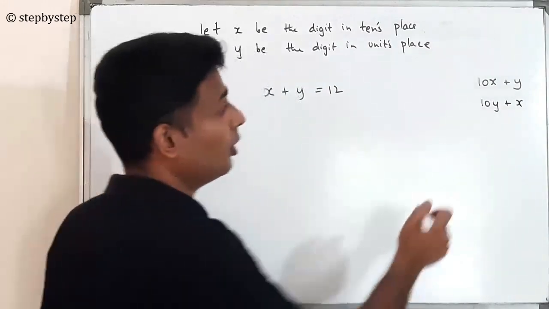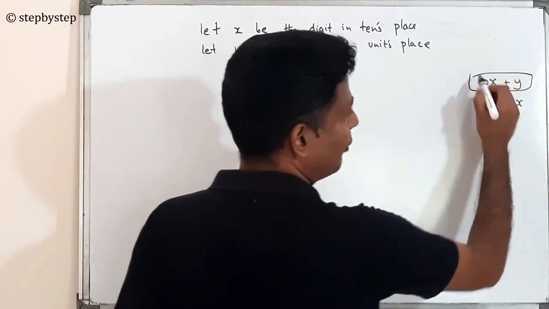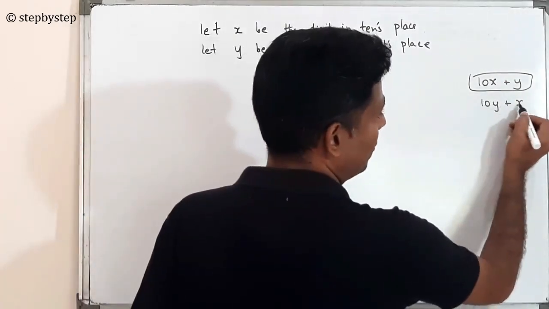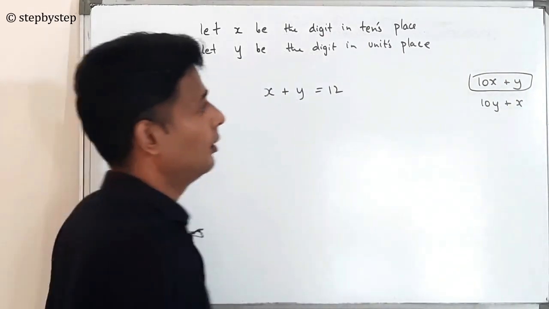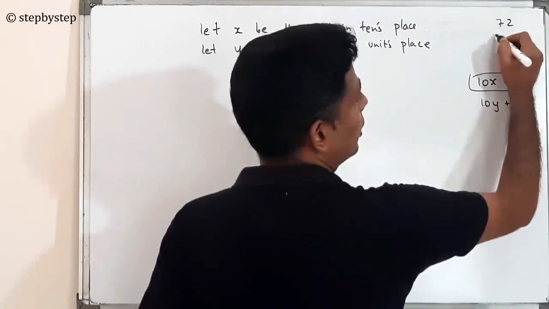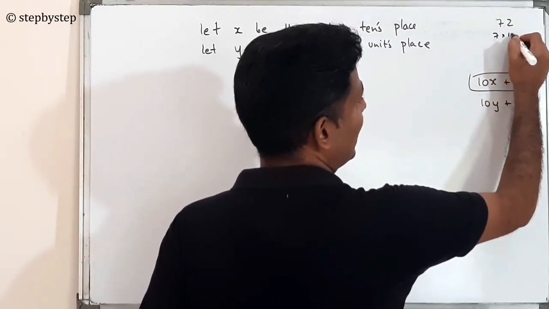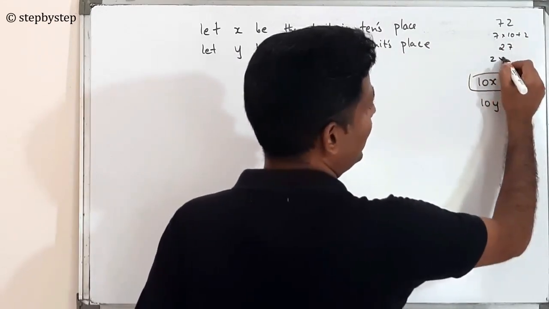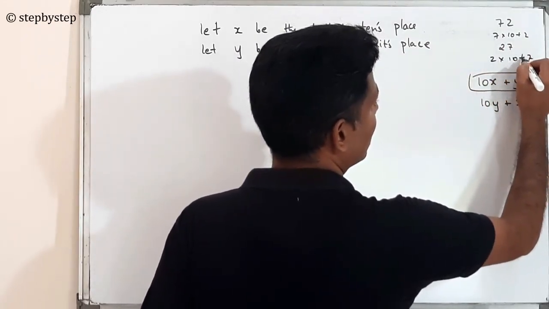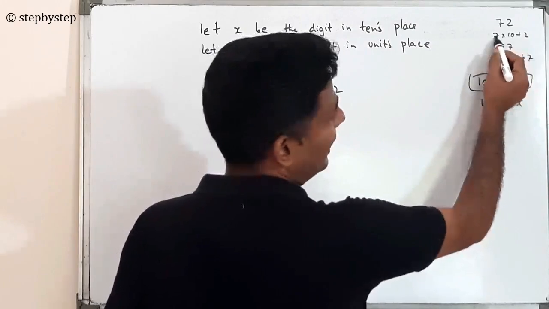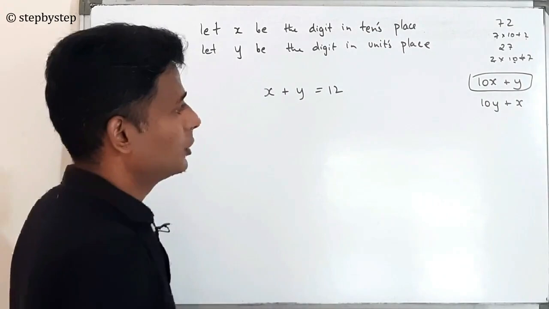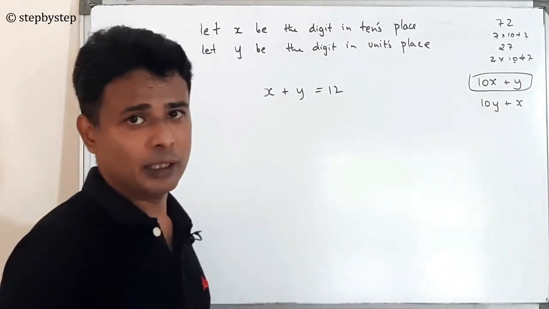Remember this. So a two-digit number can be written in the form 10x plus y. When you interchange the digits, it becomes 10y plus x. For example, 72 is written as 7 into 10 plus 2. And when we make it 27, it becomes 2 into 10 plus 7, right? So here it's of the form 10x plus y. Here it became of the form 10y plus x. So now you have understood this.